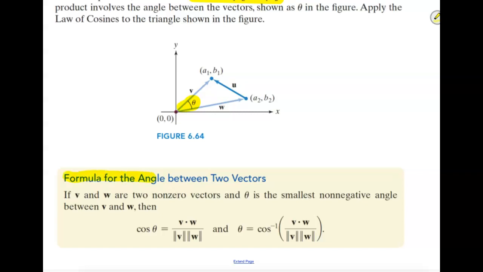So here is the formula for the angle between two vectors. You can use this formula here. The cosine of angle theta equals the dot product of the two vectors divided by the product of the two magnitudes, or written as such, it's just changing that equation to the cosine inverse.